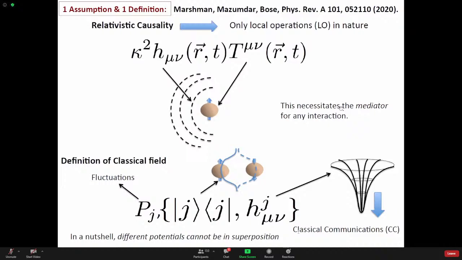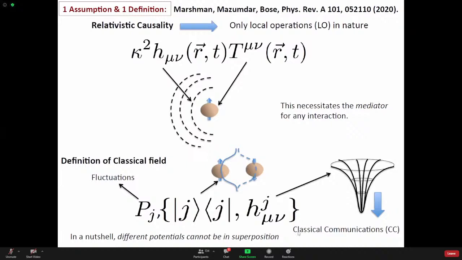So essentially, this gives locality of the interaction, and this necessitates a mediator. When you are speaking of interaction between two masses, it necessitates a mediator to go between them. So what I'm telling is the mediator is coming purely from relativity. If you did not have a mediator, you have to have an action at a distance, right? So that is the problem essentially.